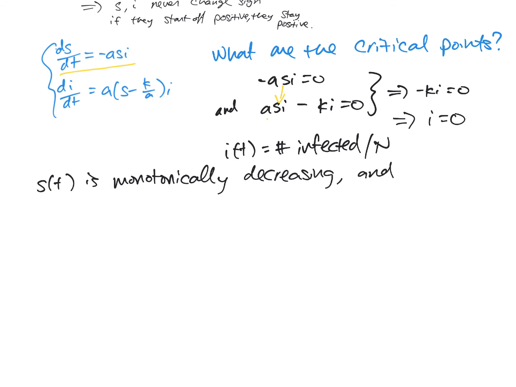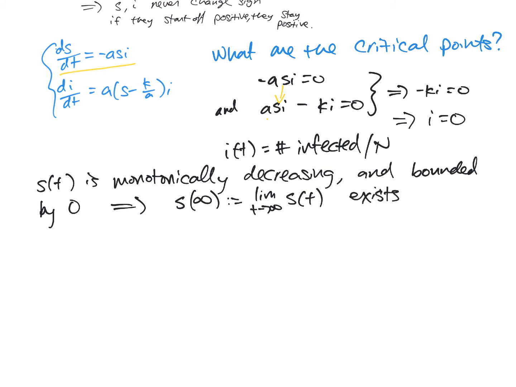And it's bounded by 0 because of what we were talking about before. If you start off positive, then you stay positive. So it's bounded by 0. Therefore, it has a limit. So s, we'll call it s infinity, equals the limit as t goes to infinity of s of t.